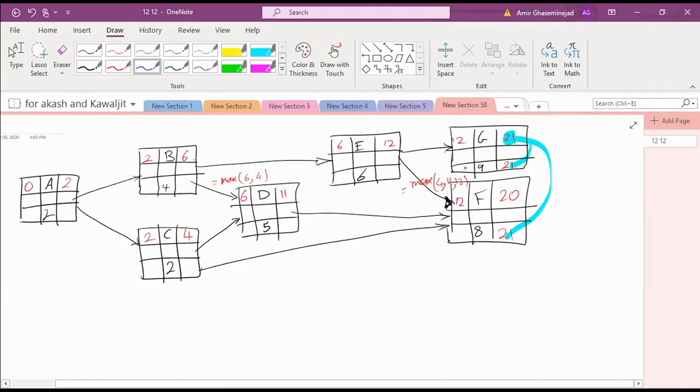Latest finish time 21 minus 2 would be 12. 21 minus 9 is 12. 21 minus 8 would be 13. This would be the minimum of what? This cell, the minimum of 12 and 13. Very good. And this would be 13. This would be 6. This would be the minimum of 13 minus 5, which would be 8. Minimum of 6 and 8.